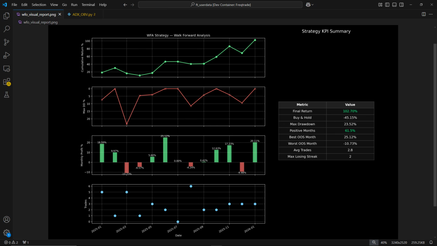In contrast, a simple buy and hold approach on SOL over the same 13-month period would have resulted in a -45% return. Of course, backtest results don't guarantee future performance. Also, relying on just one strategy can be risky. Running multiple strategies helps diversify risk and smooth overall performance.